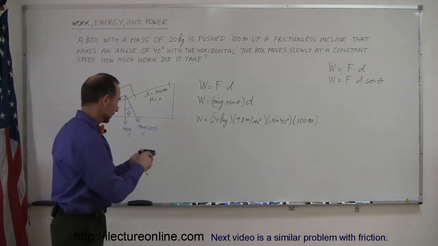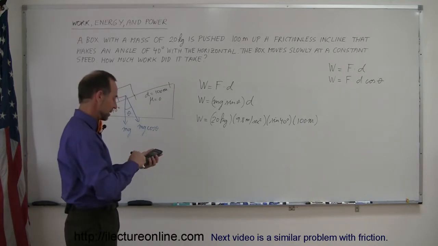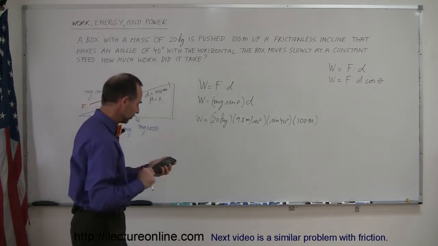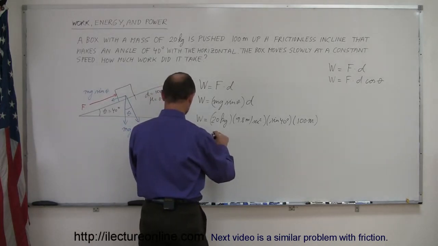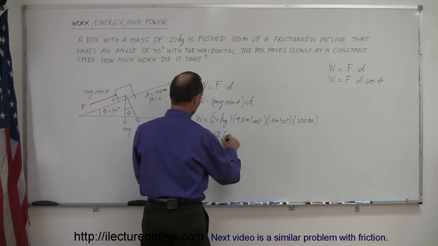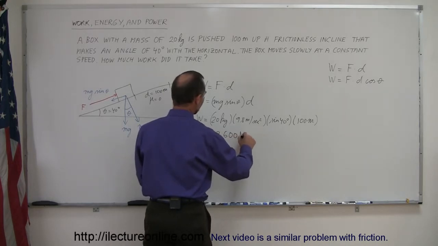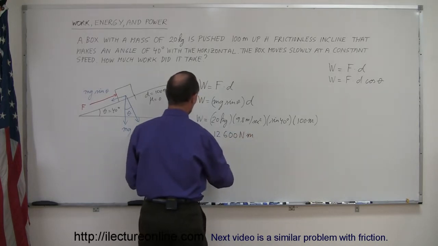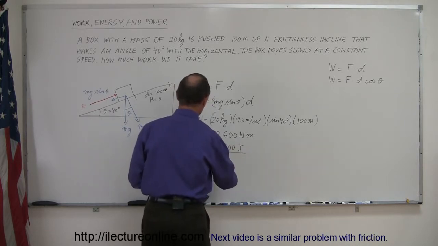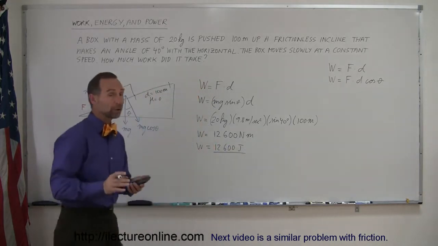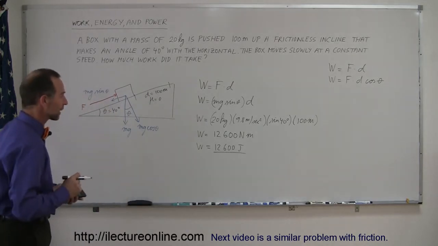Here we go. So we have 20 times 9.8 times the sine of 40 times 100. And that gives us work done equals 12,000, let's round it off to 12,600 newton meters, or that's equal to 12,600 joules. So again, we use the principle of work done is force times distance.